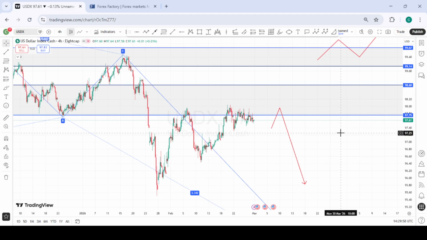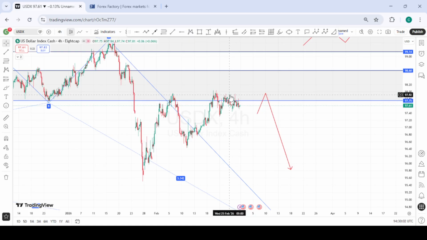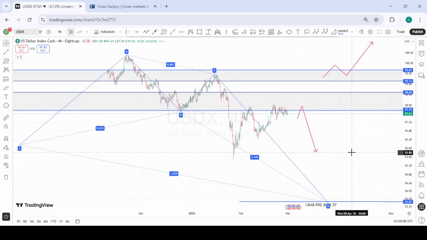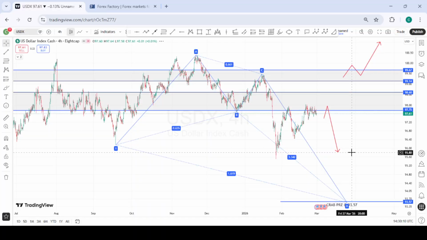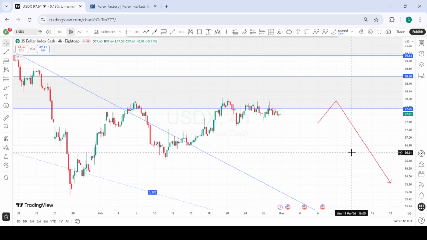We have DXY. So this DXY, we anticipated that DXY was going to have another pullback to react from this area of interest to give us a selling opportunity to the downside. Currently, price has reacted from the zone, giving us a 4-hour structure shift and all. We are looking out for bearish momentum from here.